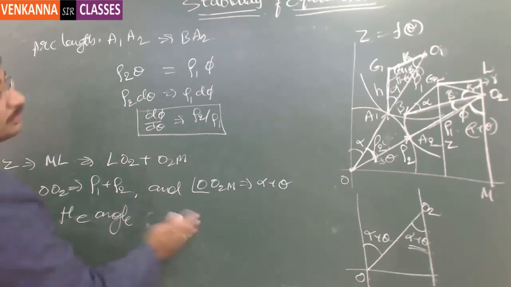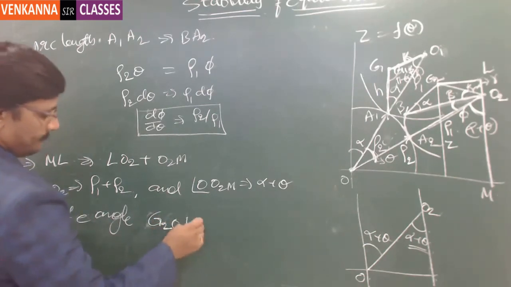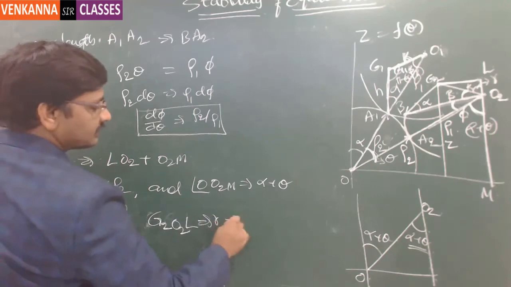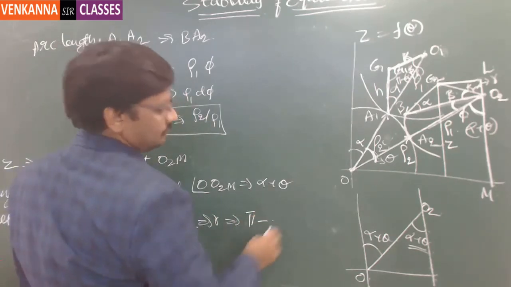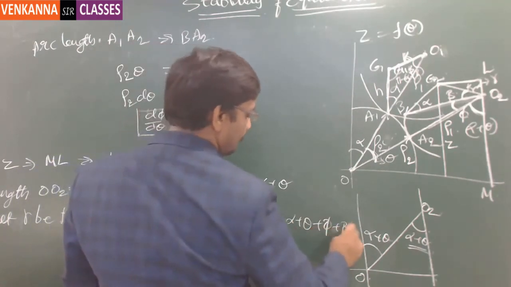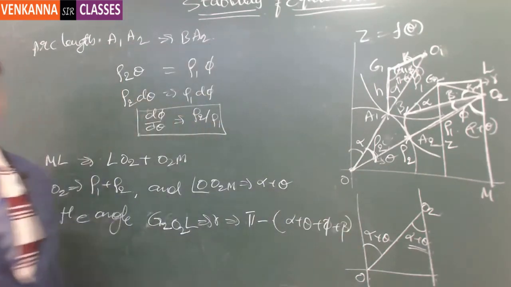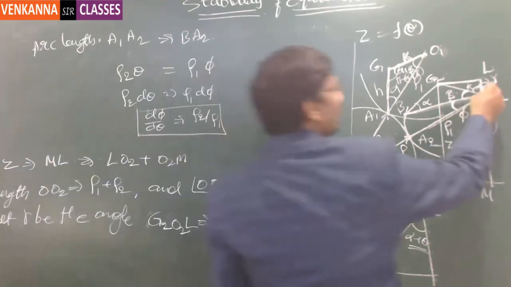Sorry, let gamma be the angle G2O2L. So this is equal to gamma, and this can be expressed as 180 minus (alpha plus theta plus phi plus beta). This is how you can express it. This is the gamma value, right? So this angle also I found.